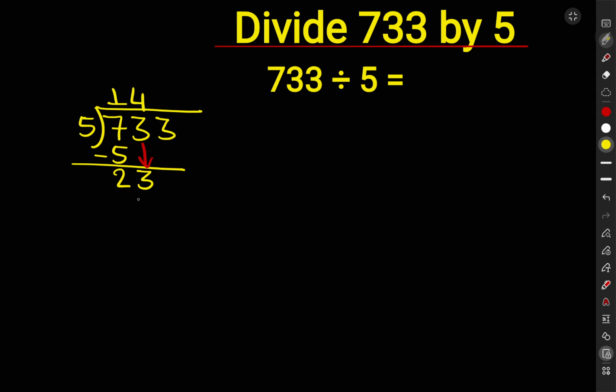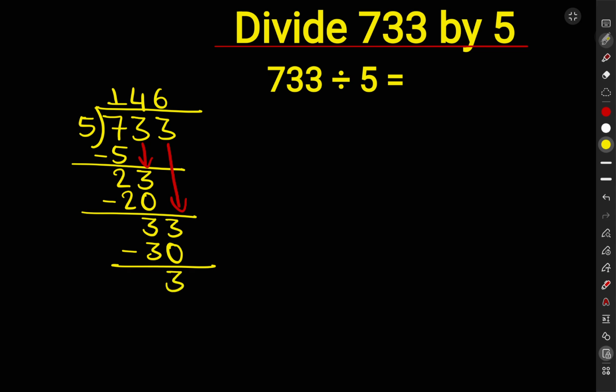5 times 4 is 20. On subtracting we get 3. So again we put down this 3 and it is 33. 5 times 6 is 30. On subtracting we get 3.